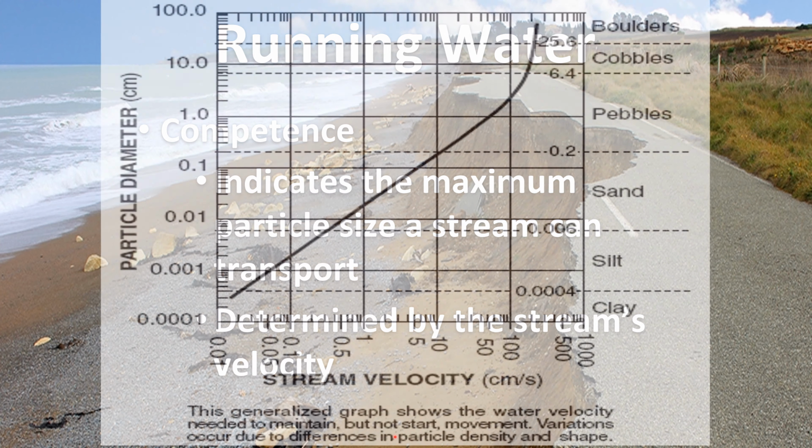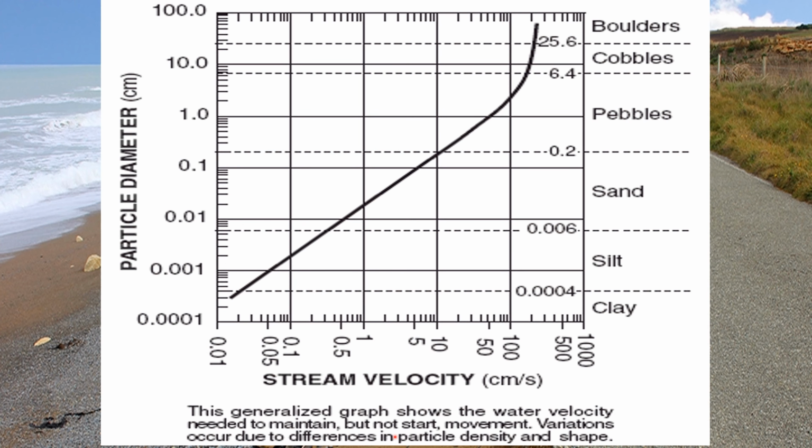If we look at this lovely chart given to us by the New York State Board of Regents, here we have on the x-axis the stream velocity in centimeters per second, and on the y-axis we have the diameter of the particles with the name of that type of particle located over here. Wherever you intercept on the line determines what you can carry.